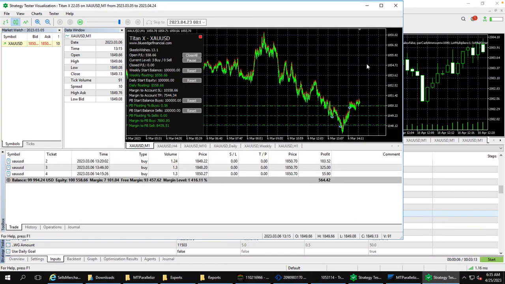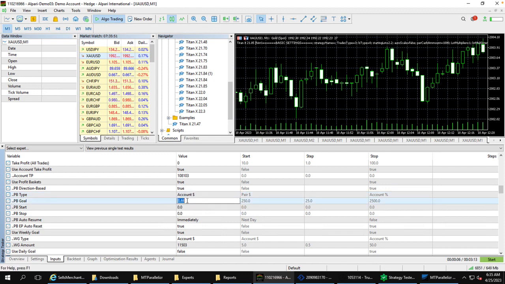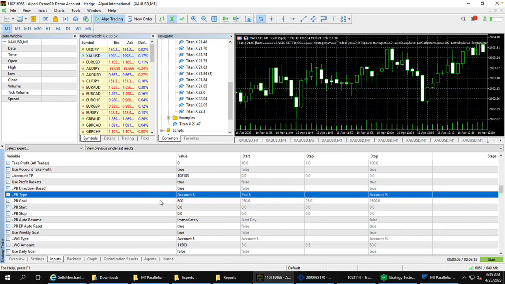Actually, in fact, let's just show a couple examples before we get into that, of the profit basket hitting. Look, I made $564 there. Let's set our profit basket goal to $564, and that's what we should see. In this case, it doesn't matter if I do pair or account because it's going to work the same, since we're only using one pair. We'll say $600. Okay, perfect.